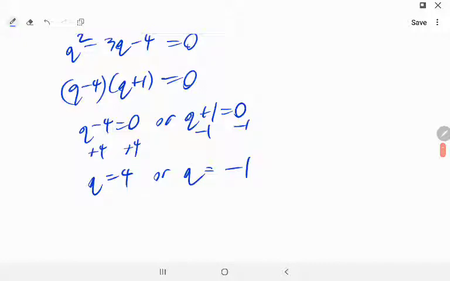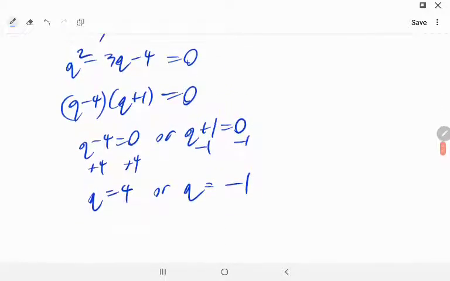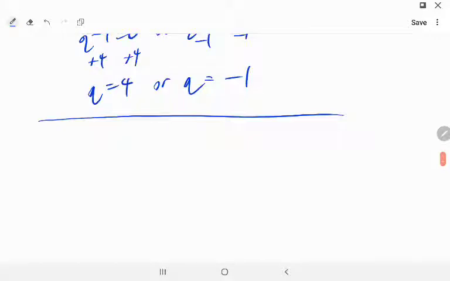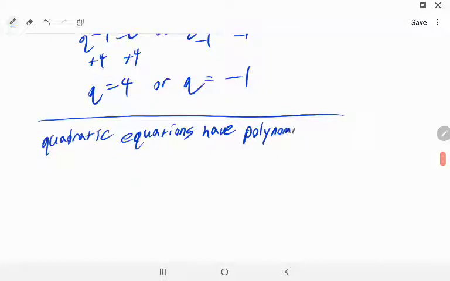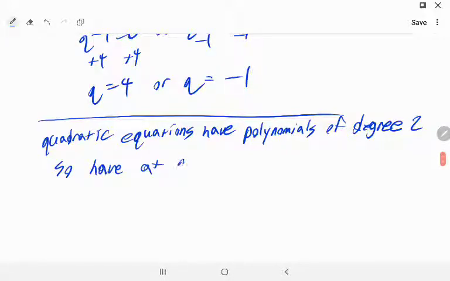So one interesting trick is that you'll notice that the degree of the equation lets us know how many solutions we could have. So we notice that quadratic equations are degree 2, have polynomials of degree 2, so have at most 2 solutions.